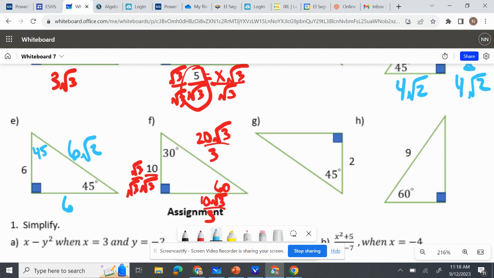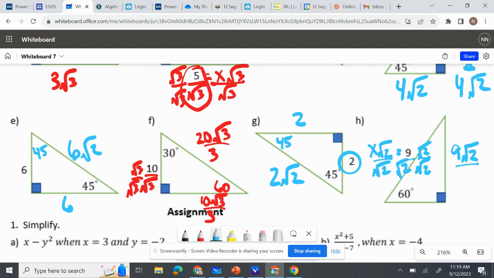Looking at the next one, we have a 45, 45, 90. If this is 2, we know this has to be 2, so this is 2 square root of 2. Now for our last one, we see that the 90 degree side is 9, and so that would be the x rad 2. So we divide it by the square root of 2. We have to rationalize it because we can't have an irrational number when we divide things. And so what we get is 9 square root of 2 over 2.